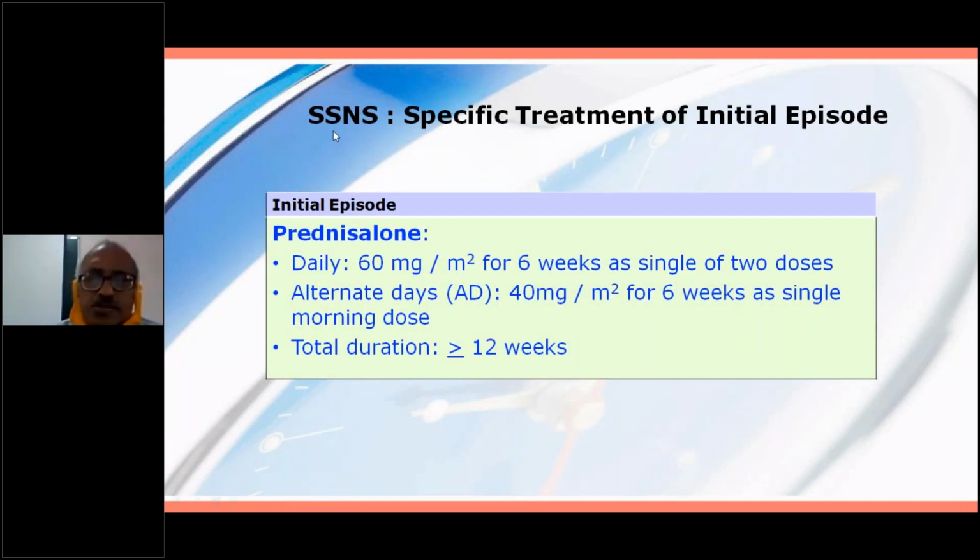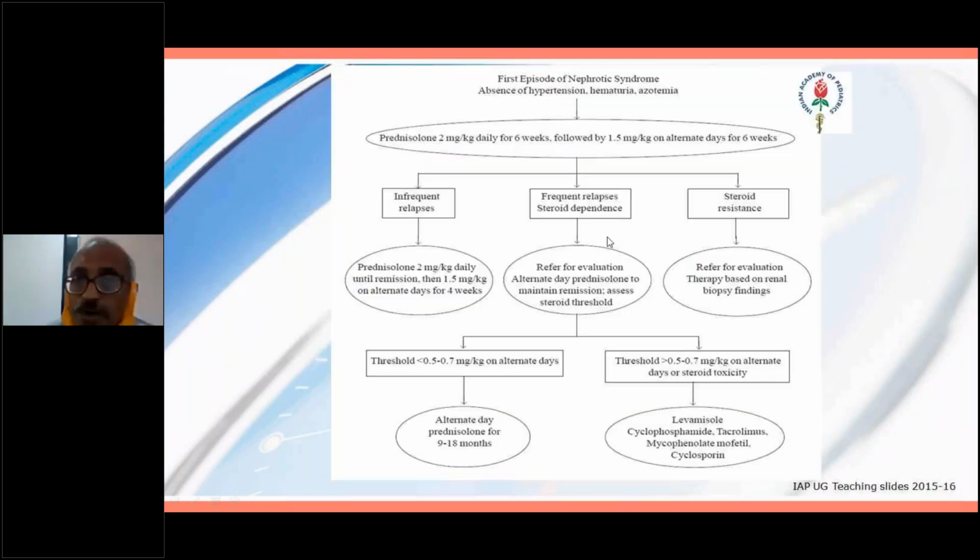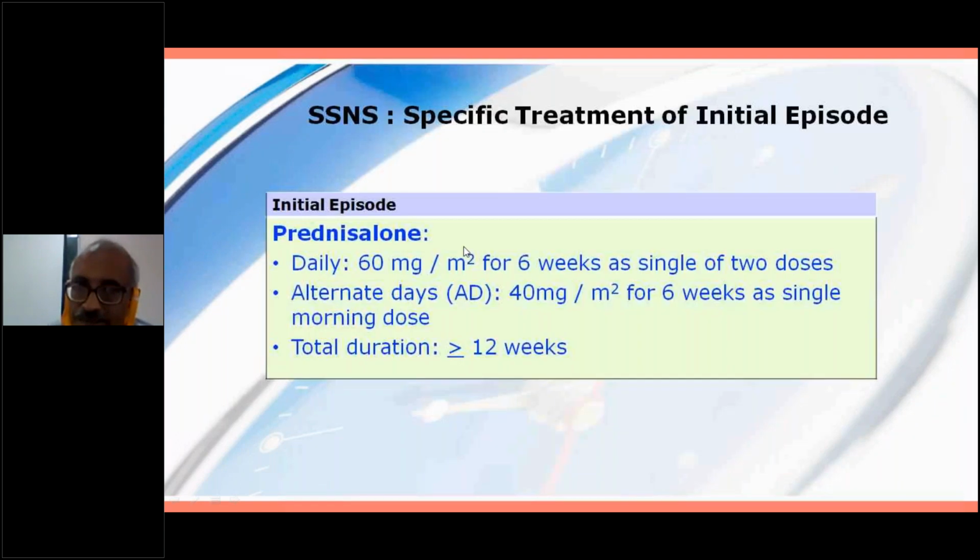So steroids in SSNS means specific treatment for the initial episode, just what I have seen in the previous table, I'm just giving it clearly. 60 milligrams per square meter for 6 weeks as a single dose, and on alternate days 40 milligrams per square meter. Square meter doses are more important than per kg body weight. Here we mentioned 2 milligram per kg body weight, but in the examination always go for square meter therapy, because it is more accurate given the edema and all these things. You cannot rely on weight, as with edema you cannot get the child's true weight at all. So surface area is always important.